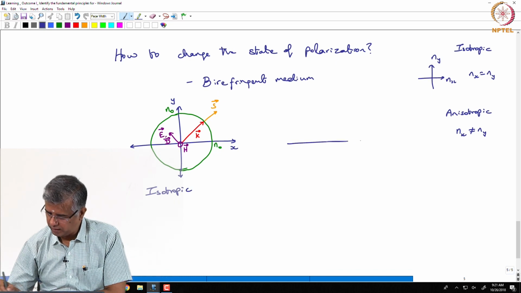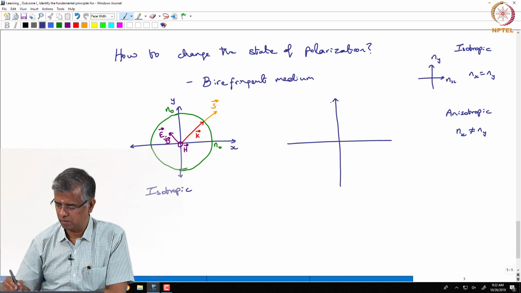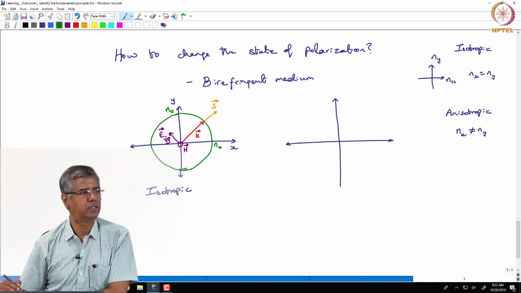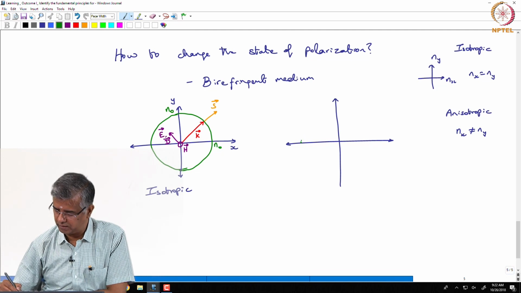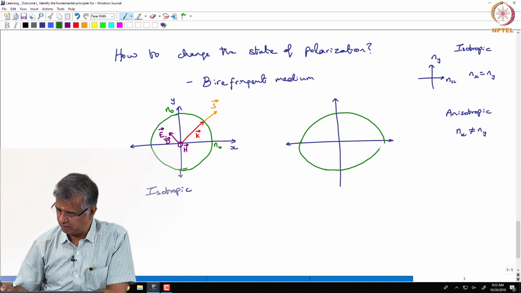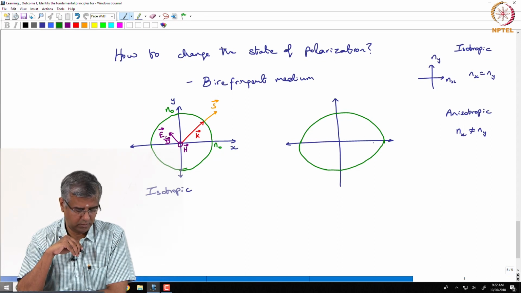But when you consider an anisotropic medium, the refractive index is not the same everywhere. The refractive index would be different along different directions.